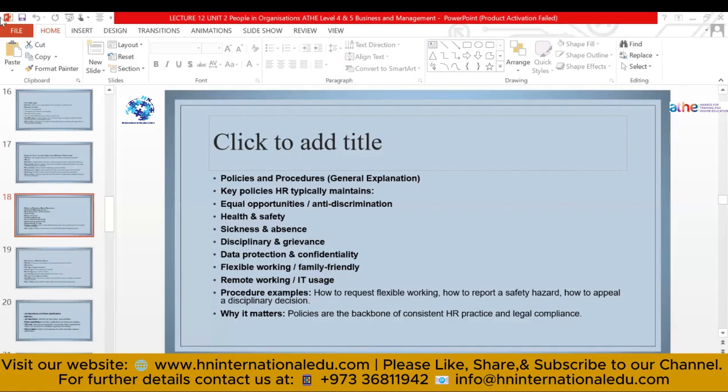Then, why it matters: policies are the backbone of consistent HR practice and legal impact. Just like HR is the backbone of the company, the policies and procedures are the backbone of HR. If things are not according to policies and rules, then how can you go for the objectives and each and everything? Okay.